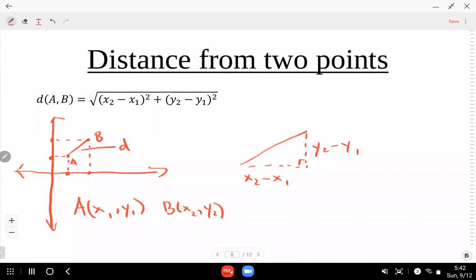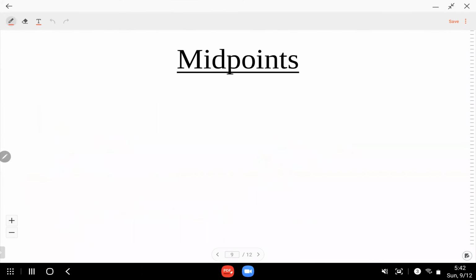Now we haven't really done anything yet, but you'll get to do some in a couple minutes. All right, so let's first look at midpoints. Let's say you have A to B. So let's draw another coordinate plane.